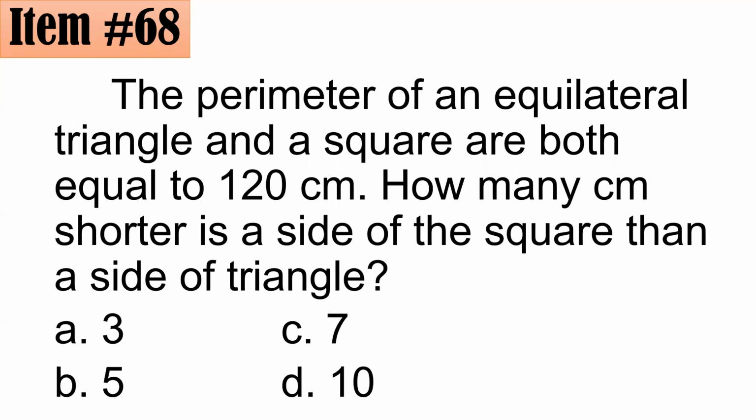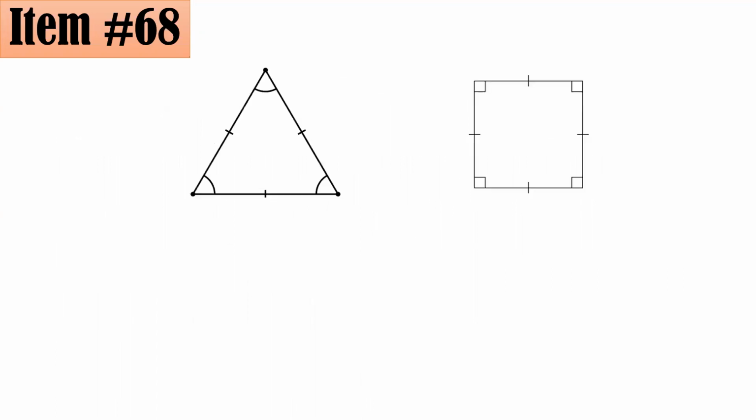And kapag sinabi po nating perimeter, perimeter refers to the sum of all the measures of all the sides of a polygon. So kapag sinabi po nating equilateral triangle, all of its 3 sides are equal. And of course, we know that a square has 4 equal sides. And since they have equal perimeters of 120, to get the length of a side of a triangle, syempre, i-divide po natin yung perimeter na 120 by 3 and you will get 40 cm. So a side of a triangle here is 40 centimeters long.